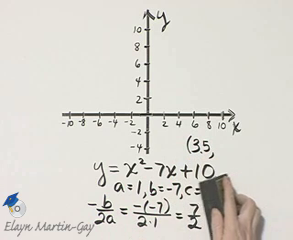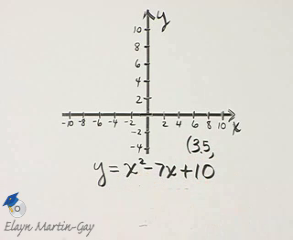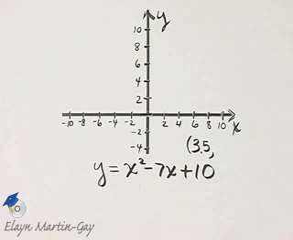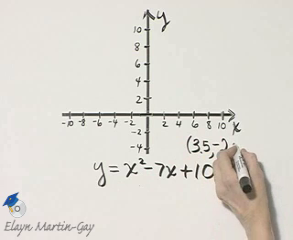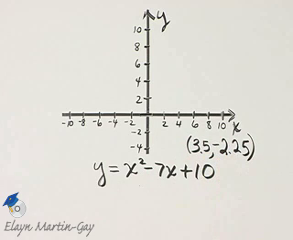I'll let you go through, let x be 3.5 or 3 1/2 here and solve for y. If you do so, you'll get -2 1/4, so I'll put -2.25. That is the vertex of our parabola. We'll plot that in just a moment.